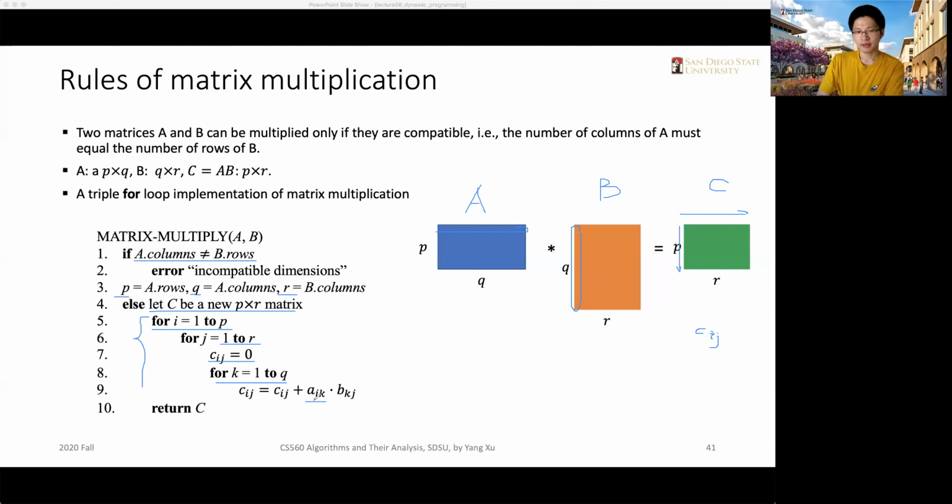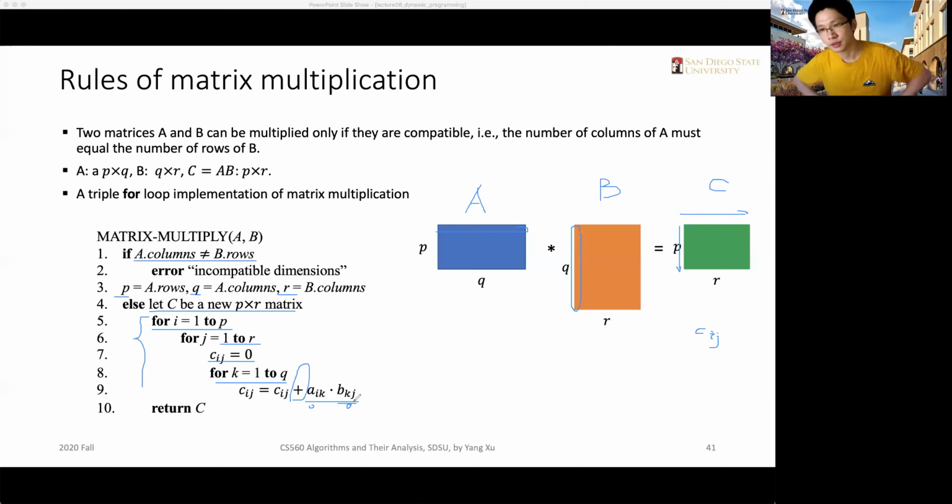So this a_ik represents the ith row and kth element in A. And the b_kj means the jth column, but kth row in element B. And k iterates from 1 to q. So that means we basically take all elements in A at the ith row and all elements in B in the jth column and compute the inner product. And the inner product is actually the summation of all the components in each dimension. Okay, so that is the formula.